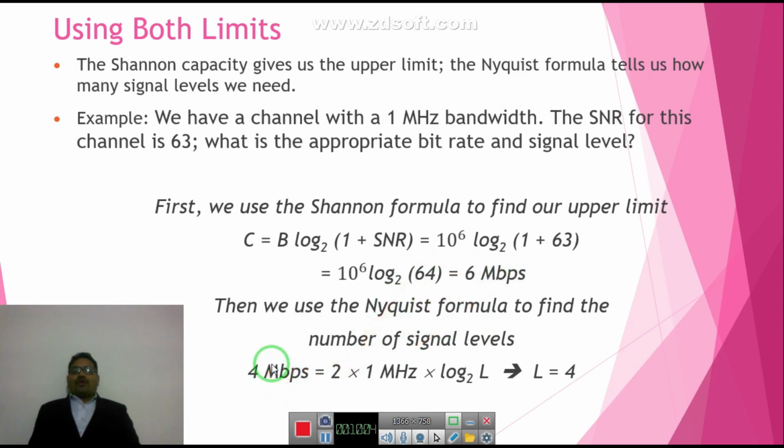So if we consider bit rate 4 Mbps, that is equal to twice of bandwidth, that is 1 megahertz, into log of L. So L, what are we getting? 4. The number of signal levels is 4, because theoretically the capacity is 6 Mbps. But for this case, we have considered the lower level for better performance. So we consider 4 Mbps bit rate over here. So for the bit rate 4 Mbps, the number of signal levels should be 4.